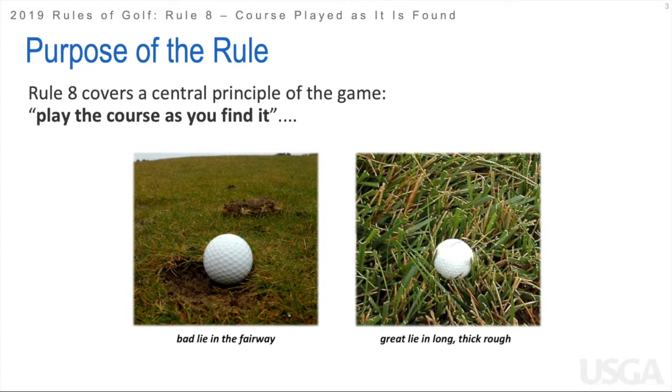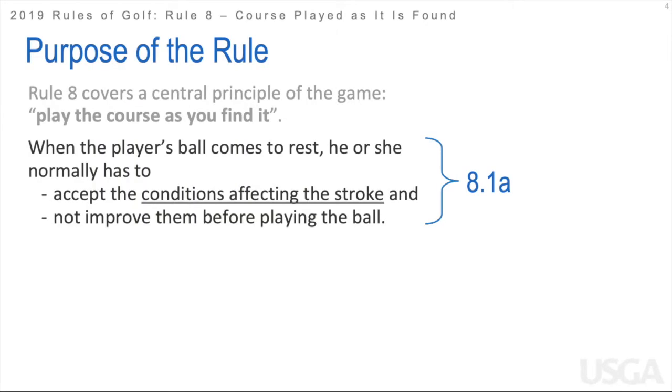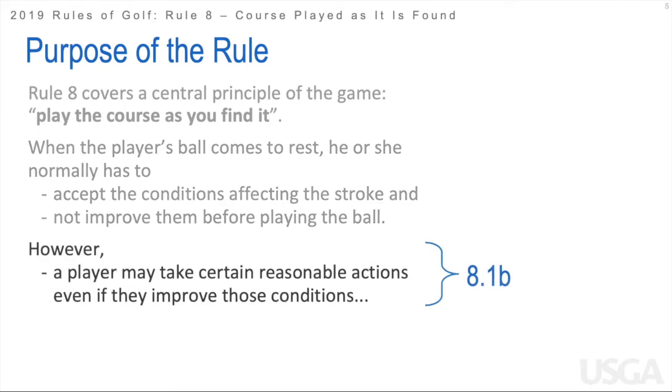But the other part that we always say too is, look, yes, we've had bad lies in the fairway. We've all had a ball roll into a divot before in the middle of the fairway, but we've also all gotten really good lies in the rough. The purpose of this rule is when the player's ball comes to rest, normally the player needs to accept the conditions that are going to be there, so the conditions affecting the stroke, and you're not allowed to improve them before you play the ball. So deal with what you got when your ball comes to rest.